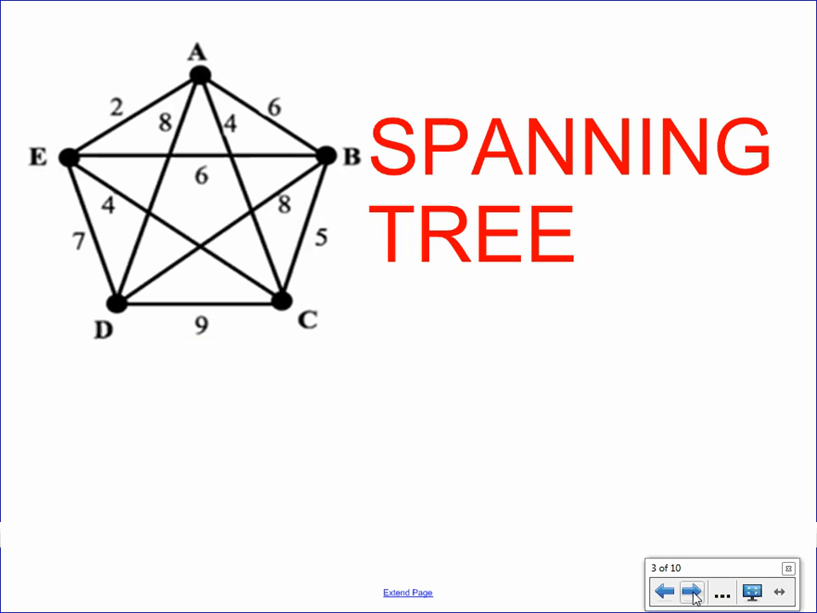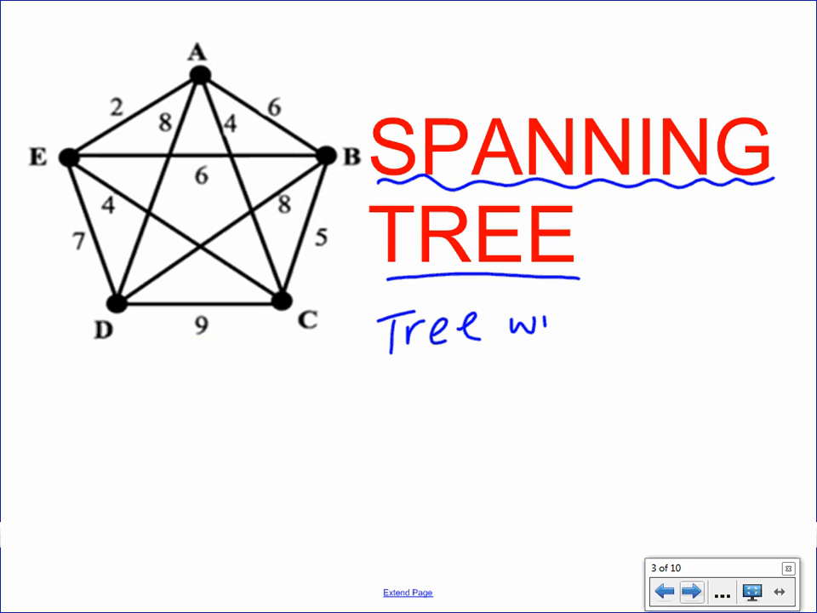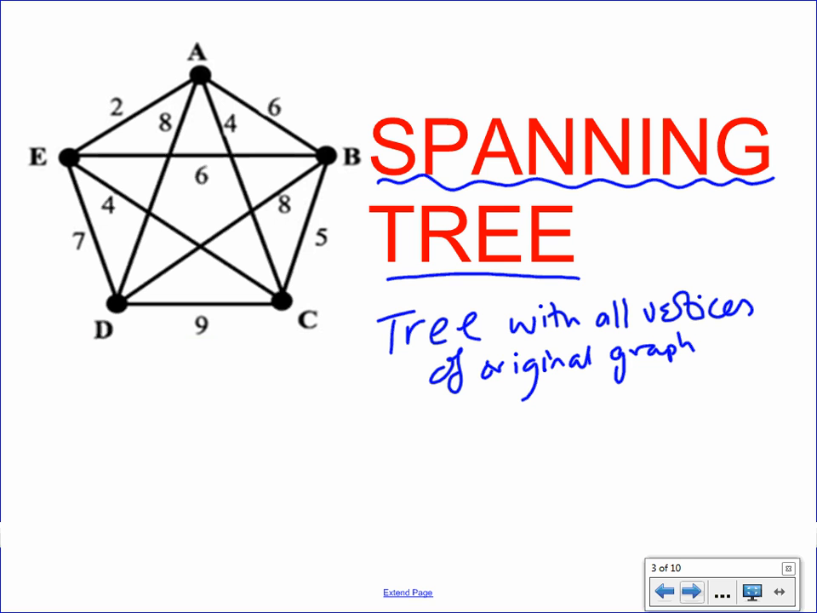Spanning tree. A spanning tree is where you have a tree, and you have every vertex. Spanning means all vertices are in the tree. A tree is a connected graph with no cycles, so you're embedding the definition of tree. Once you've said tree, you've got a connected graph with no cycles. So the only bit that we need to add on is that all vertices of the original graph are included.